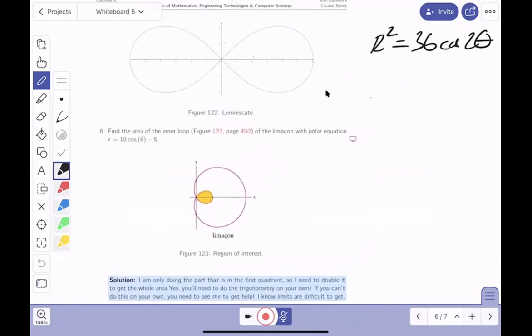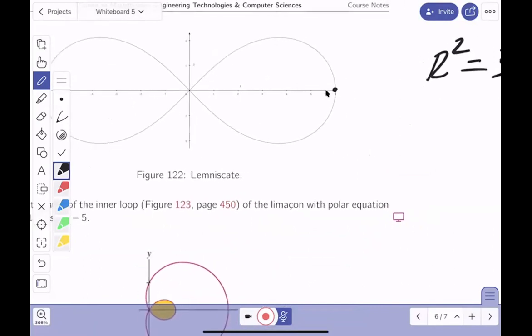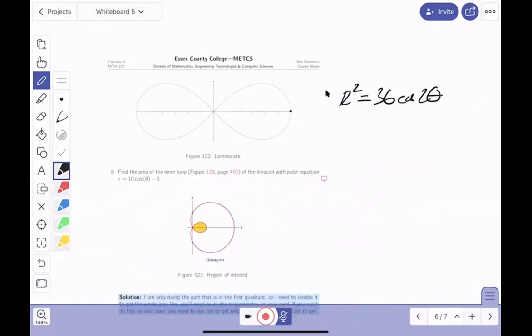Okay, so one loop. Now what I'm going to do is I think I want to start here. And again, they give you pictures for a reason, by the way. So I'm going to say, if theta were 0, right? If theta were 0, what would you get? You'd get cosine 2 times theta, which would be cosine of 0, which is 1. You get r is 6, definitely.